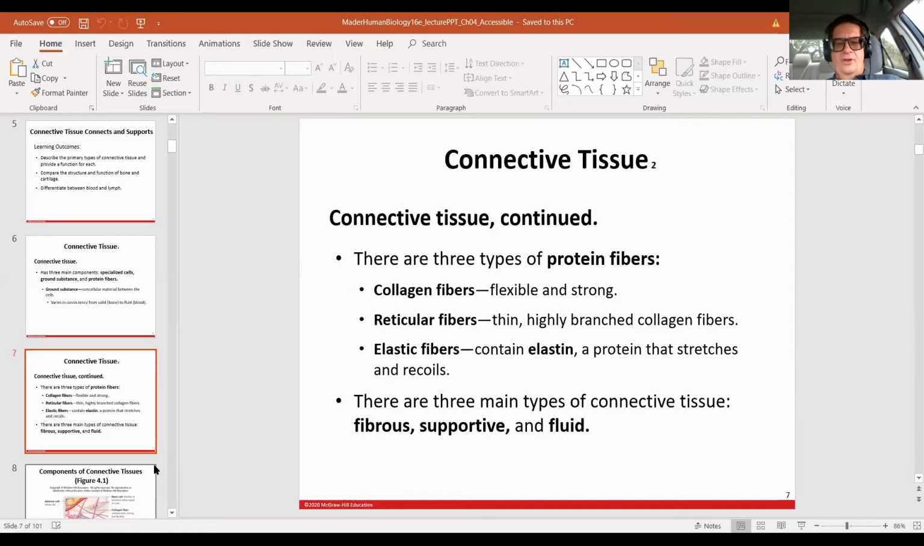All right, so fibers. There are three main types of fibers. We have collagen, which is flexible and strong. You remember I described it as tough. We have reticular fibers, which are really, really thin. They're still a type of collagen, but they're not big, thick, substantial things. They're more little filaments that go everywhere. And elastic fibers have elastin, which is a stretchy protein.